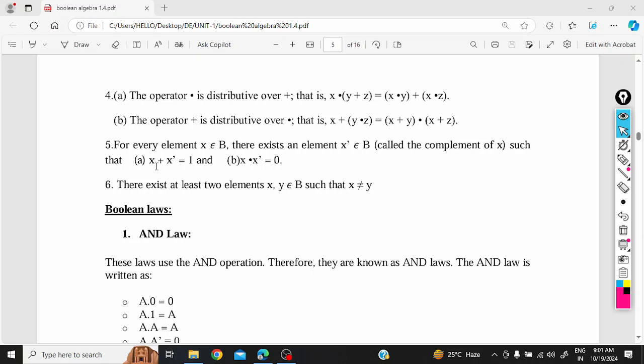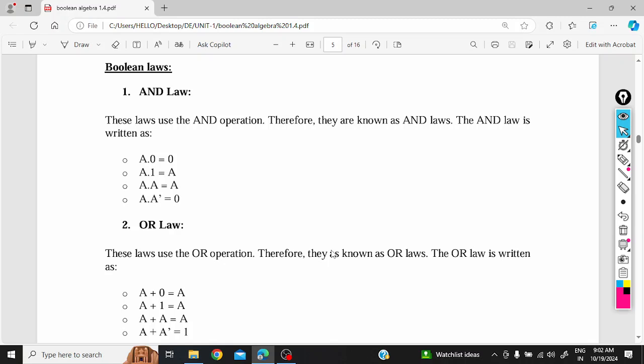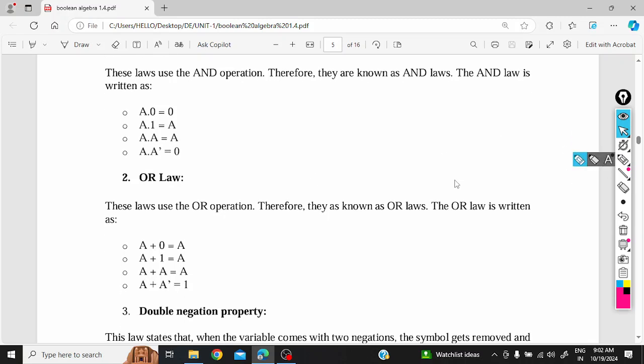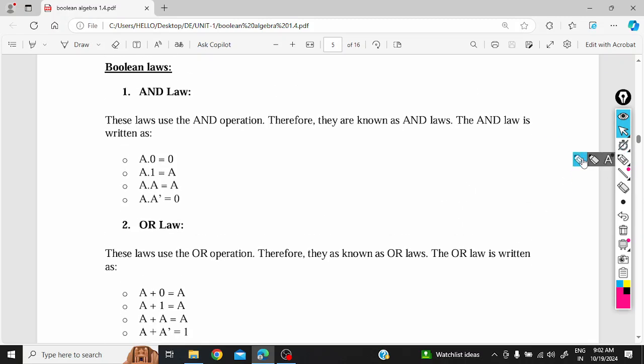Next, the fifth property is related to the same variable we have utilized, that is x with x bar. It means x plus x bar will always give me 1, whereas the dot operator will always give me 0, and there exist at least two elements of x, that is y belongs to B such that x is not equal to y. Let us see the AND law. Using Boolean laws, we'll see how we are going to represent those different values here.